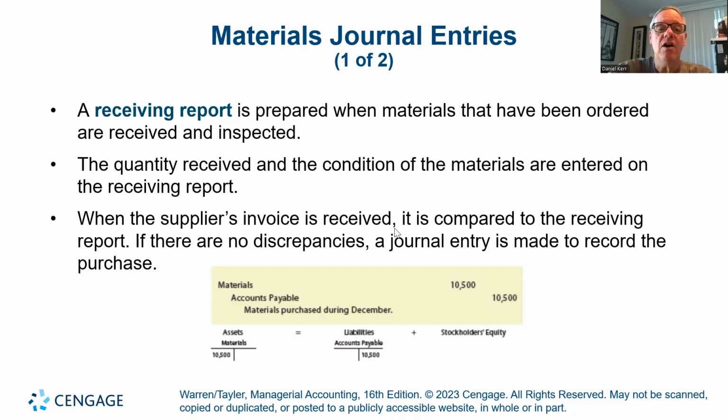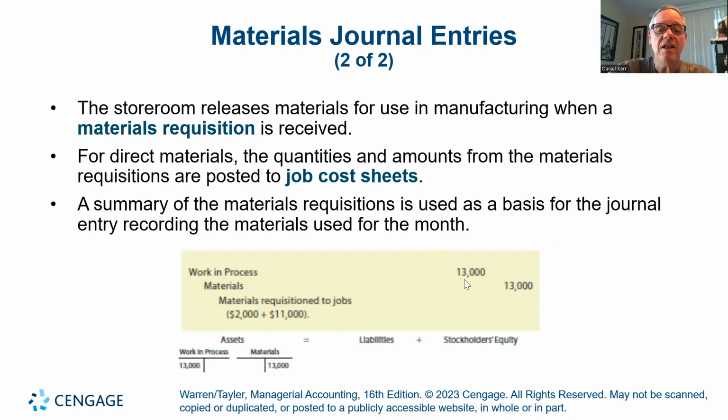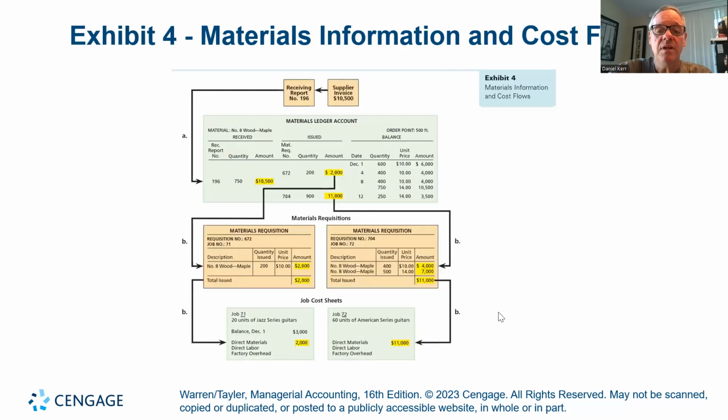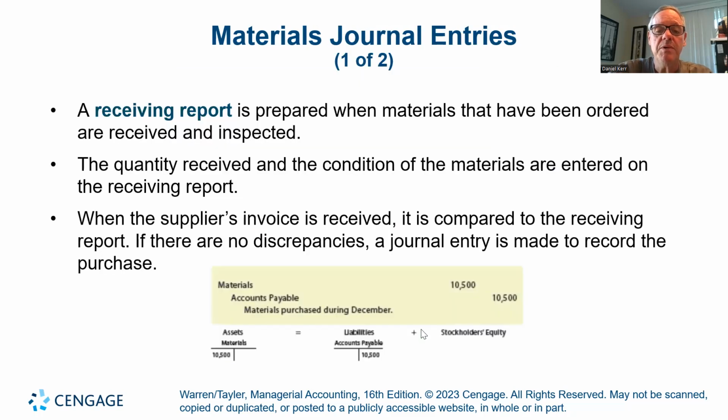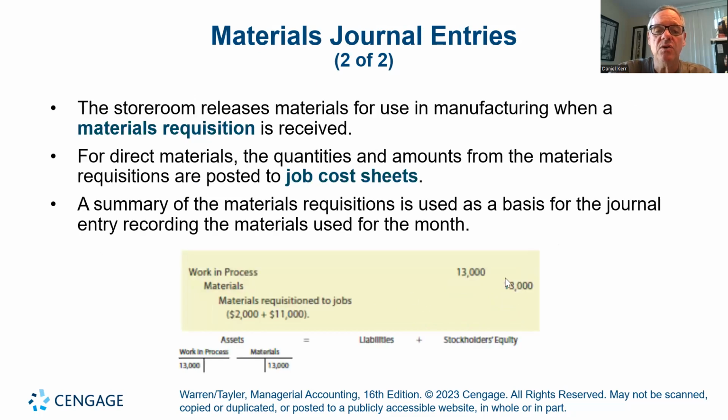Now those materials then are requisitioned. We had $13,000 worth of materials that were requisitioned. Where did that come from? It was this 2,000 here and this 11,000 there. When the materials are requisitioned, they are transferred into work in process. So we get a debit to an asset account, work in process, and we're reducing the raw materials inventory, the different types of wood, by 13,000. So we debit work in process, we credit materials.